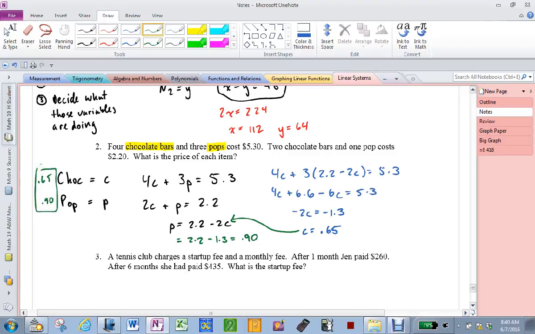I don't know where these people are buying their chocolate bars and pop. But that's some cheap eats. Good?